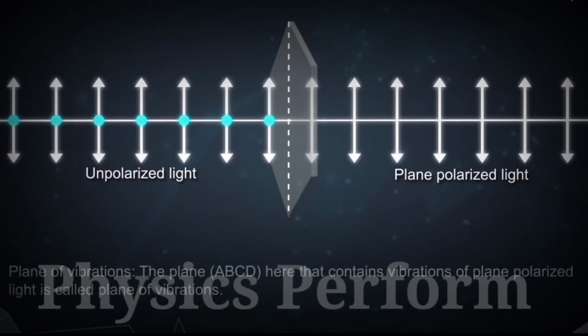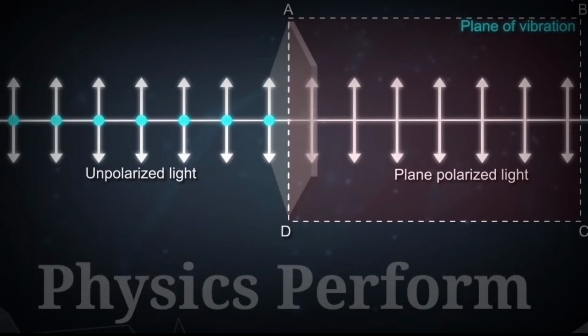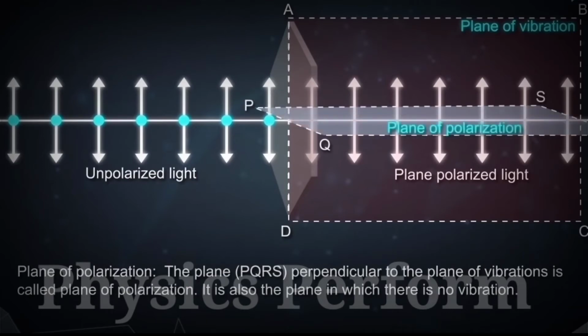Now, let us learn about two important terms used in this topic. One, plane of vibration. The plane ABCD here that contains vibrations of the plane polarized light is called plane of vibrations. Number 2, plane of polarization. The plane PQRS perpendicular to the plane of vibration is called plane of polarization. It is also the plane in which there is no vibration.